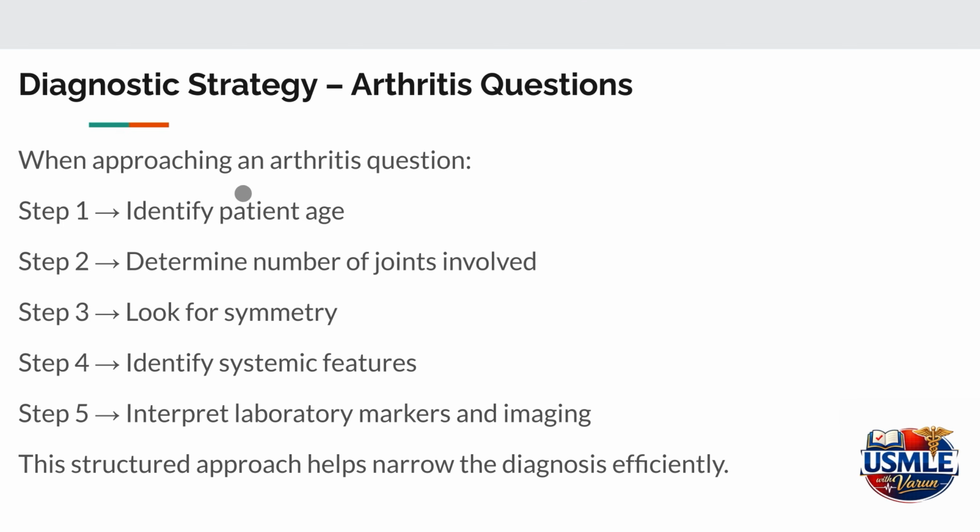So, when approaching an arthritis question in an exam, it is useful to always follow a structured strategy. First, identify the age of the patient. Second, determine how the joints are involved. Third, evaluate whether the joint involvement is symmetric or asymmetric. Fourth, look for systemic features such as fever, fatigue, skin findings, or gastrointestinal disease. Finally, interpret laboratory tests and imaging findings. Using this systematic approach helps narrow the diagnosis efficiently.